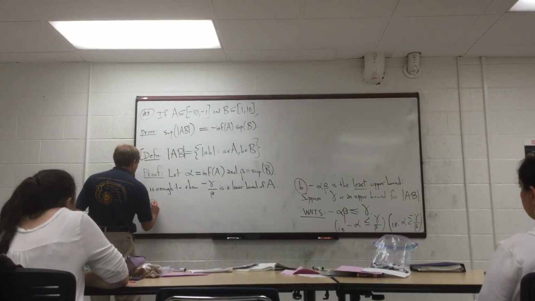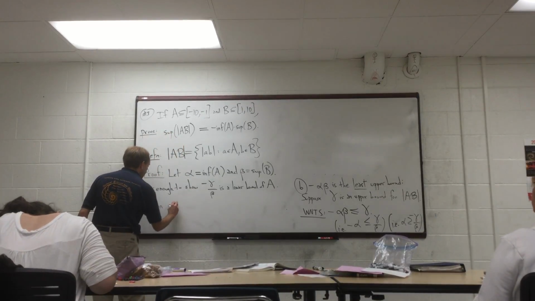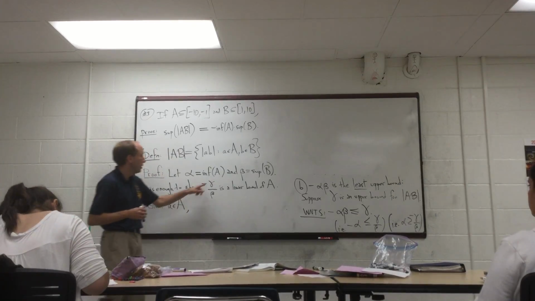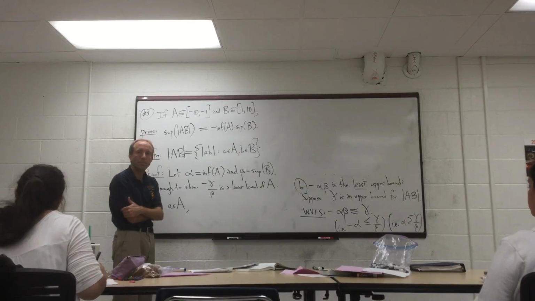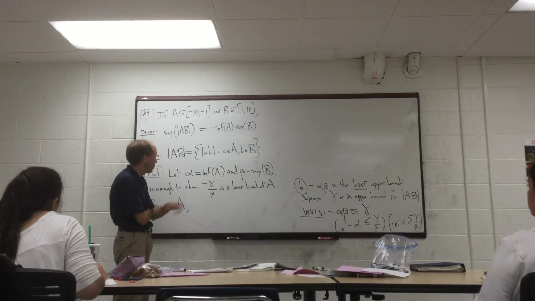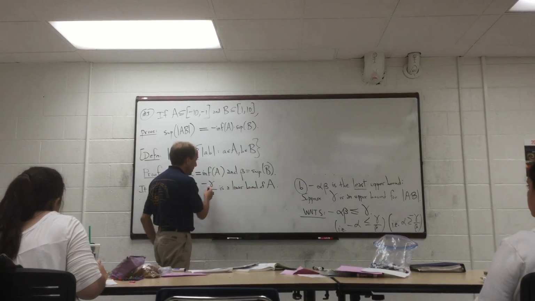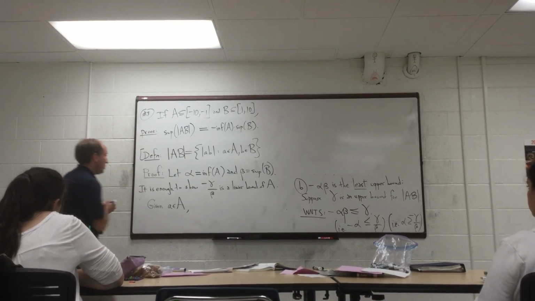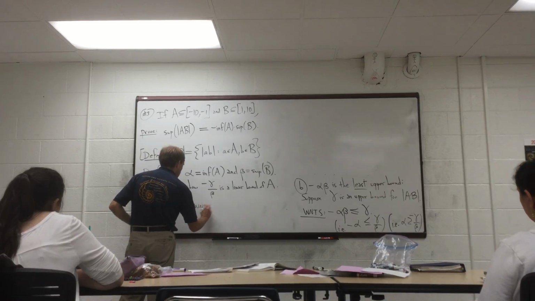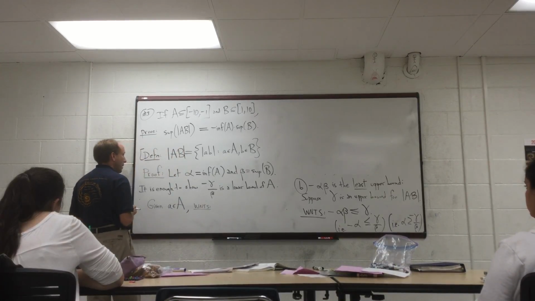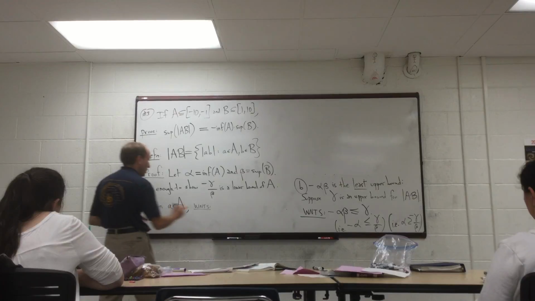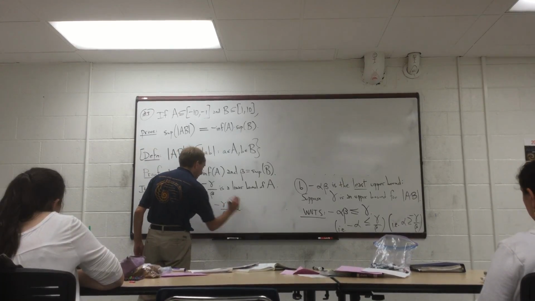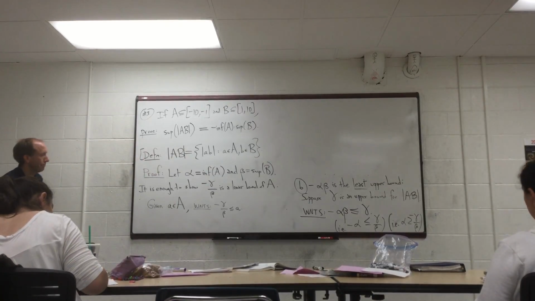So given any element little a in capital A, this needs to be less than that. This is supposed to be a lower bound, so this has to be less than that. Okay? Given any little a in capital A, we need to show that negative gamma over beta is less than or equal to little a. That's what we want to do.